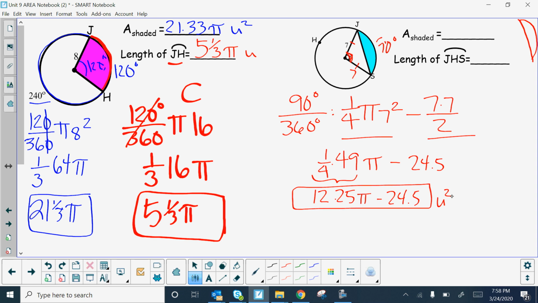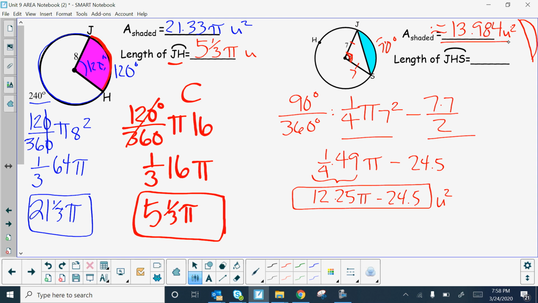Okay? So you could do that, or if you put that whole thing in your calculator, 12.25 pi minus 24.5, you get roughly, and this is going to be an estimate, 13.984 units squared. So you can put your answer in decimal like this, or you can leave it like that below.